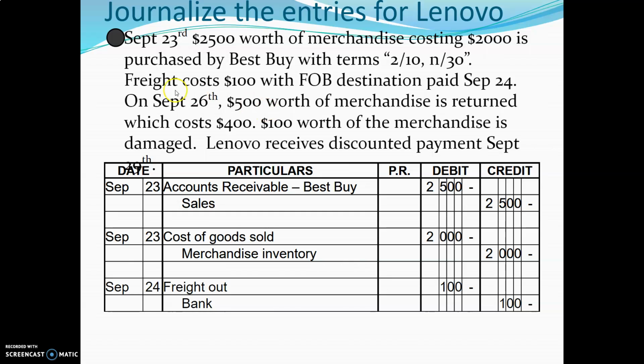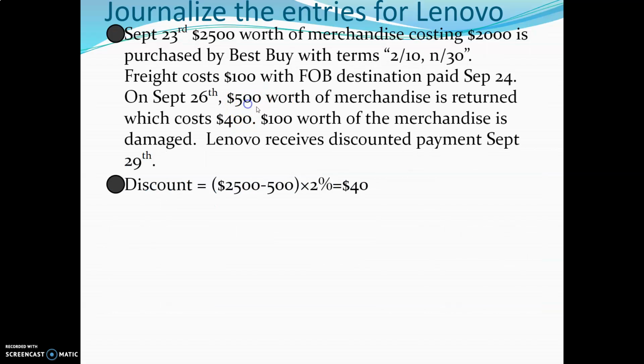So we're going to move on to the second part, which is about the returns. $500 worth of merchandise is returned, which costs $400. $100 worth of the merchandise is damaged. What we do know is that this $100 that is damaged will be written off as expense, which means that the other $300 will end up being put back in inventory, and the other portion being our sales returns. So here's a little bit of a calculation related to the discount, but let's just pause here and see if you can finish this off on your own.